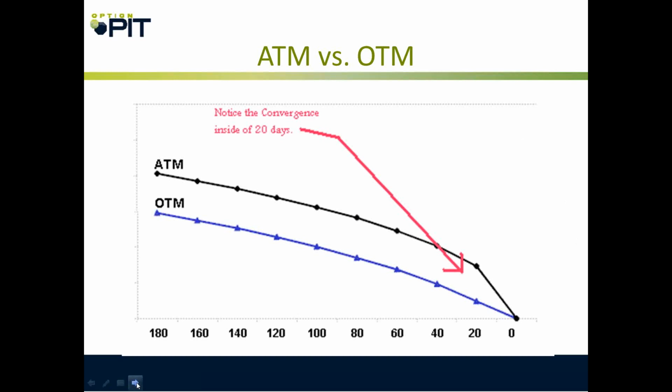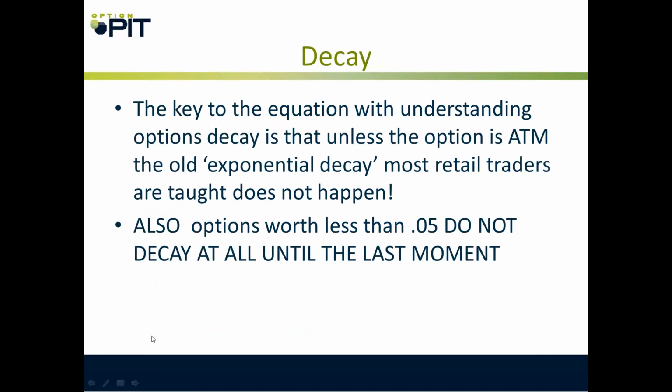If you understand that at the money options is where all that exponential decay is, and out of the money options are where it's more linear, that changes the way that we develop spreads and develop trades. All right. So the key to the equation with understanding option decay is that unless an option is at the money, the old exponential decay most retailers are taught just doesn't happen. And here's another thing to think about. An option that's less than 5 cents hardly decays at all.